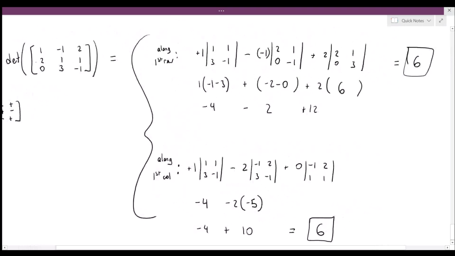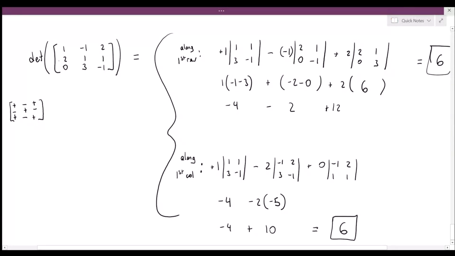All right, so any questions about computing the determinant using cofactors? Okay, yeah. Certainly after you do it a couple of times, you tend to get the hang of it pretty quickly, I would say.